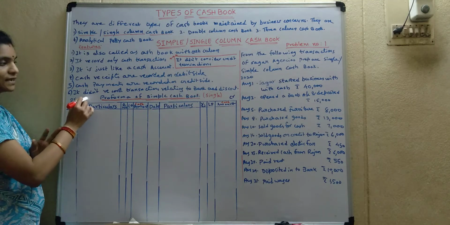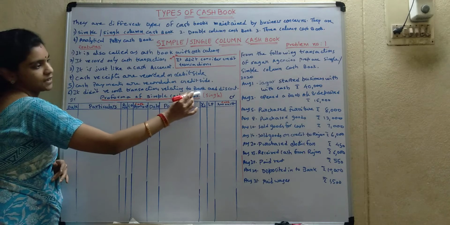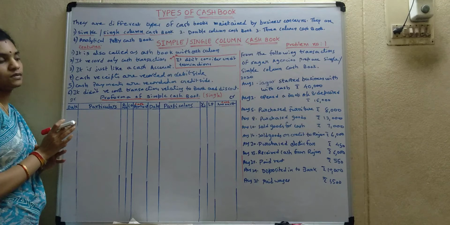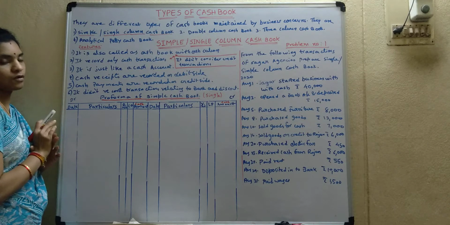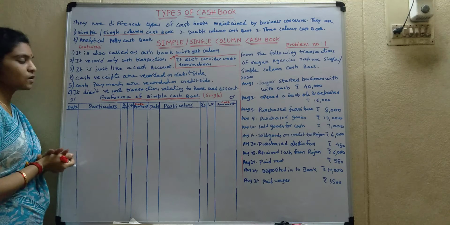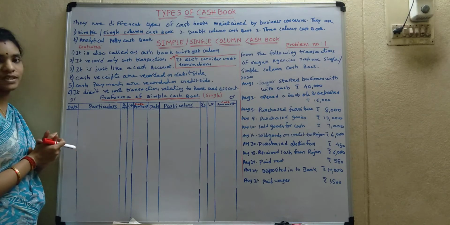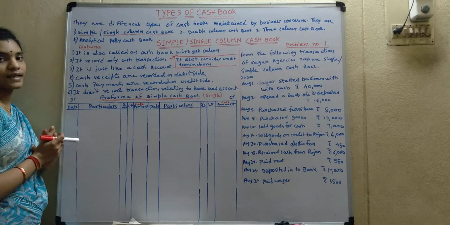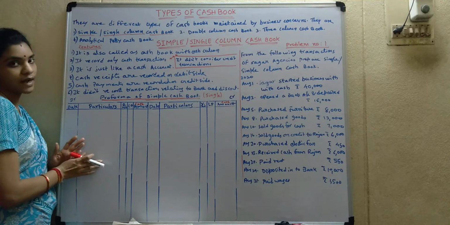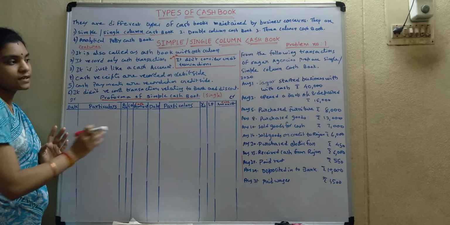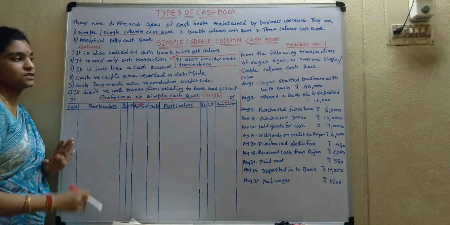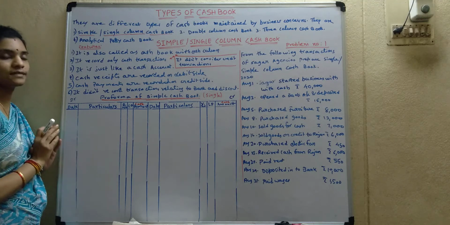Okay. It does not record transactions relating to bank and discount, as it has only one column. What we say is simple or single. So it has only one column, that is the cash column. It does not consider transactions relating to bank, and it also does not record transactions relating to discount. Discount is also not shown in this book.